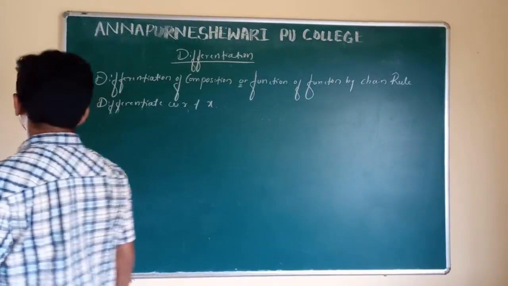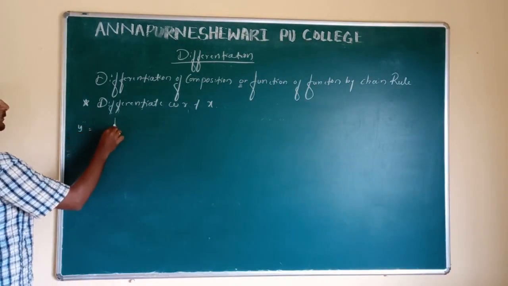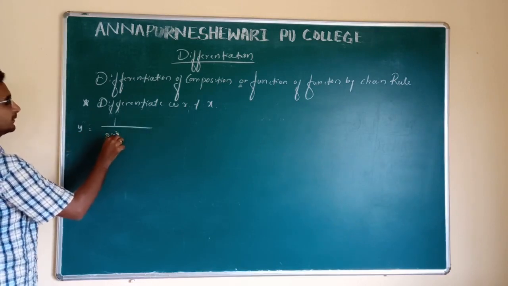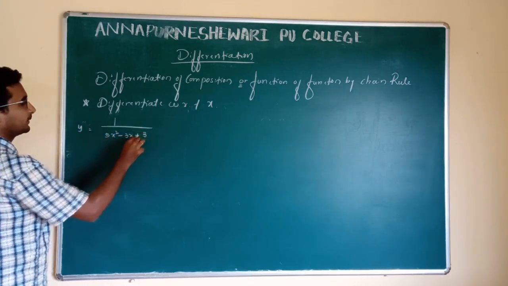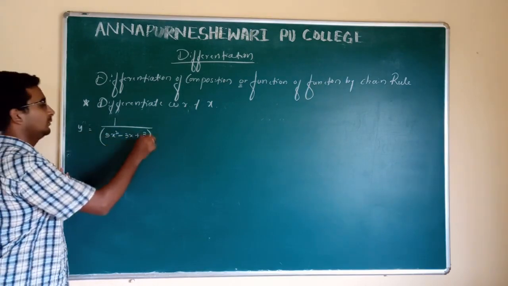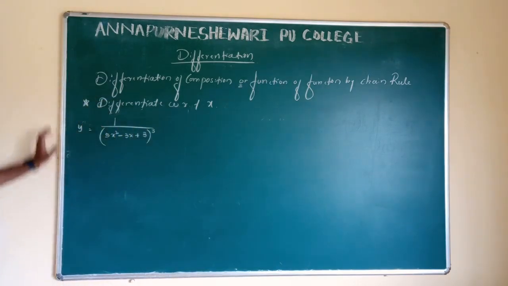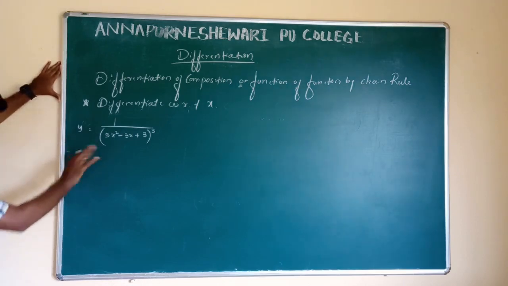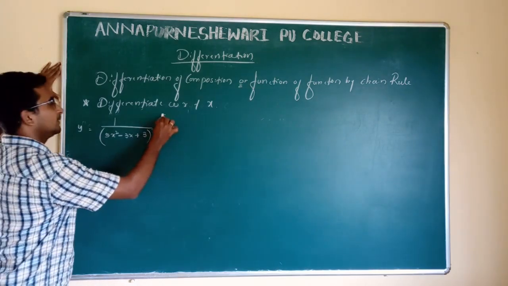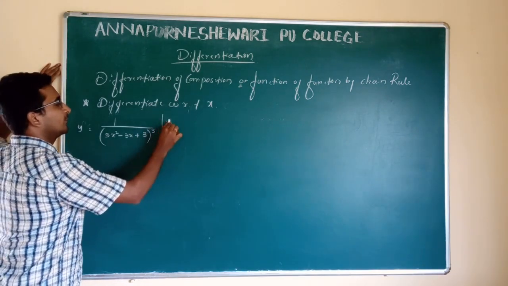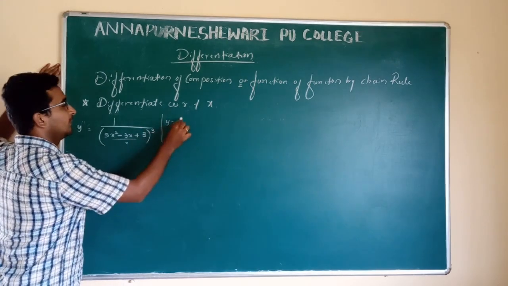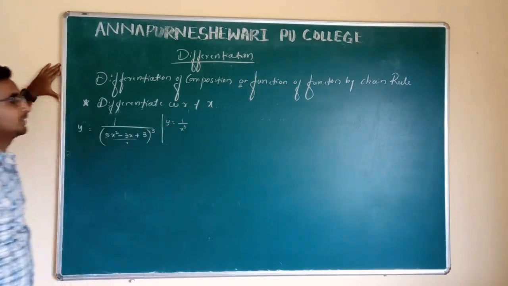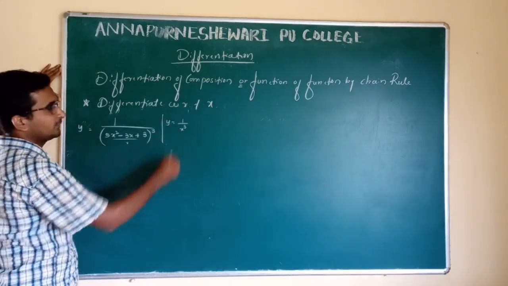So whenever we have y equal to 1 divided by (5x square minus 3x plus 3) whole raised to 3, here you can apply the u by v rule also. Already in the beginning of the differentiation I told you that even though you can apply u by v, or else I will consider this term as x, so y equal to 1 divided by x cube. So what is the differentiation of 1 divided by x cube?